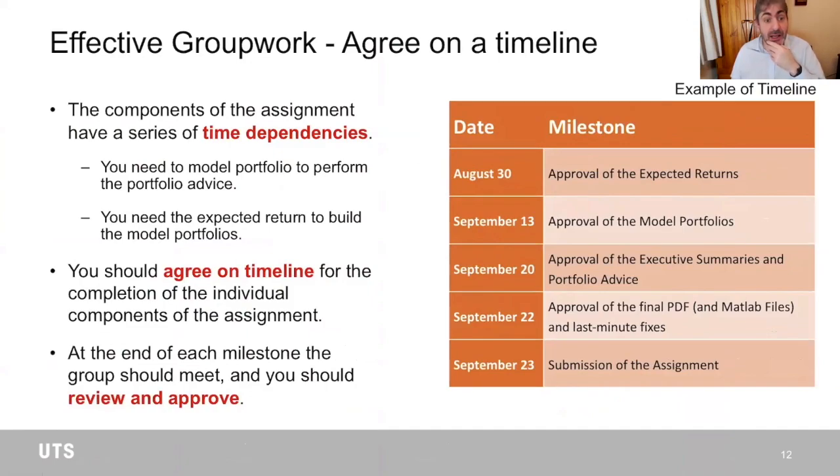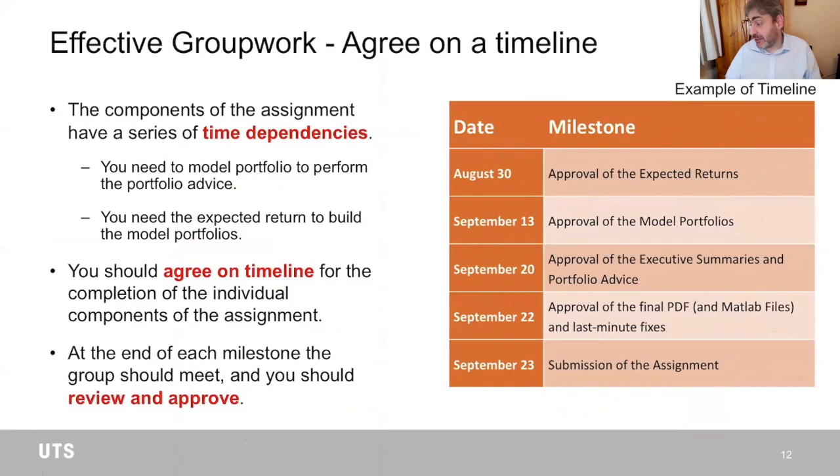Now, there are time dependencies. You cannot build the efficient portfolios if you don't have the expected returns, and you cannot give the portfolio advice to the client if you don't have the model portfolios, okay? So there is a time dependency between part 1, part 2, and part 3. So in order to do a proper assignment, you need to agree on a timeline.